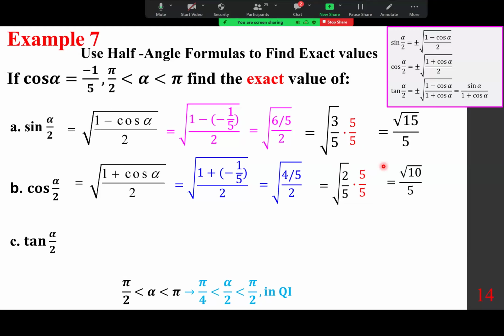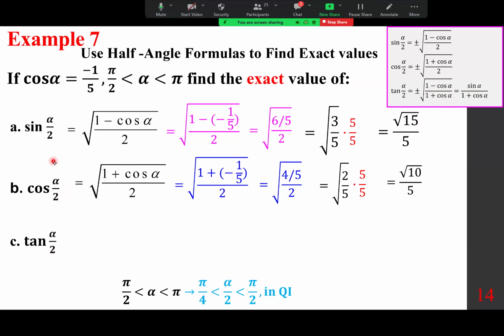As far as the tangent is concerned, I can use one of these formulas. But an easier way, tangent is sine over cosine. So divide this one by this one. One more time. I can use these formulas. But seriously, if you have already done the sine and cosine, don't waste your time with that.